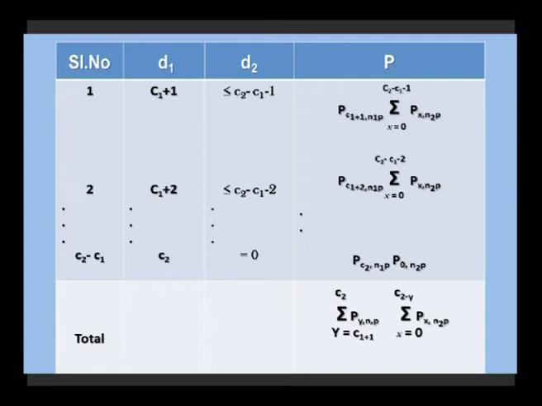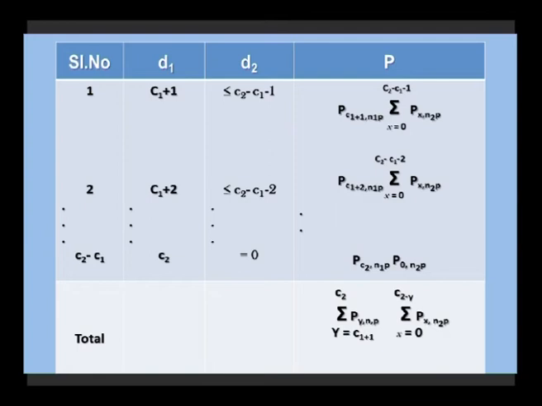So on we continue. Suppose in the last step, the first sample has C2 defectives, then the second sample should have 0 defectives. Therefore, the number of defectives in the combined sample will be C2. Again the lot is accepted. In this case, the probability of acceptance is given by P(0, n2p).